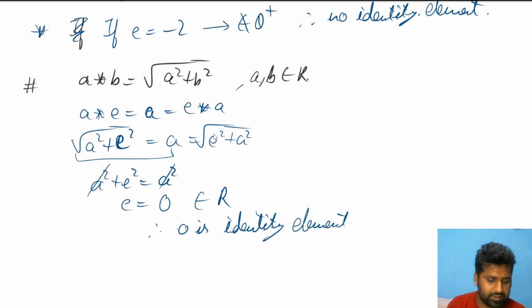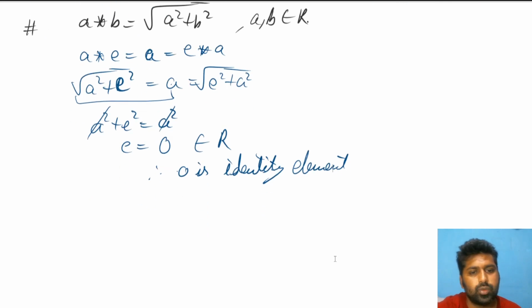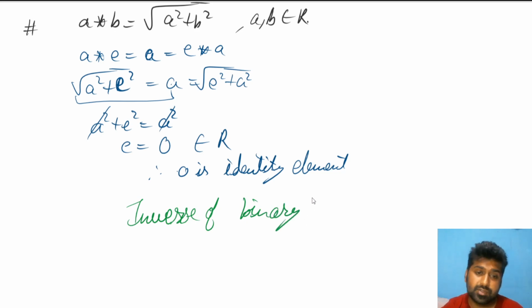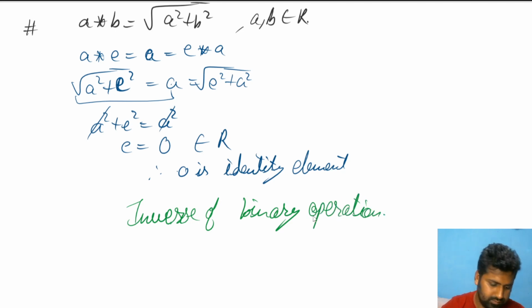All right. Last, inverse of a binary function. Now in order to find inverse, you need identity element. That's why we discussed that. Inverse of binary operation. Sorry, inverse of element as such.